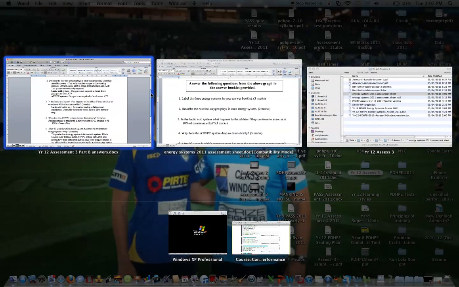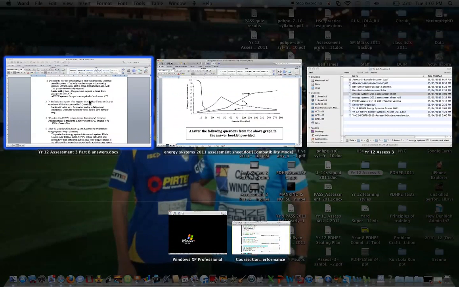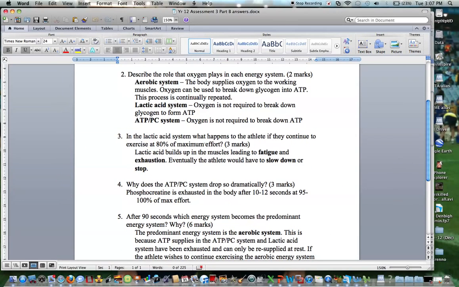If we go back to the graph and have a quick look, you'll see here, why does it drop so dramatically? If we go back to our understanding and our knowledge here, we know that phosphocreatine, which is the ATP-PC system, is exhausted in the body after 10 to 12 seconds at 95 to 100% of maximal effort. So that's why it drops so drastically, because it's been exhausted very quickly from the high intense effort.